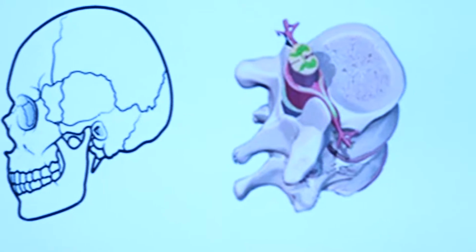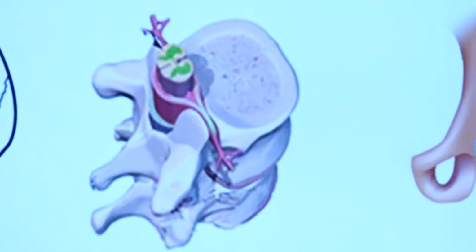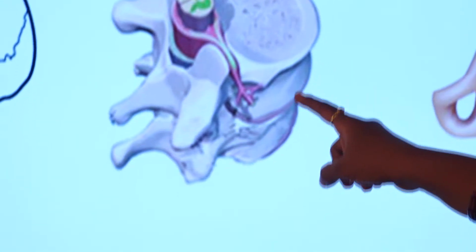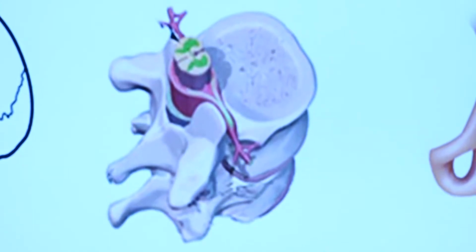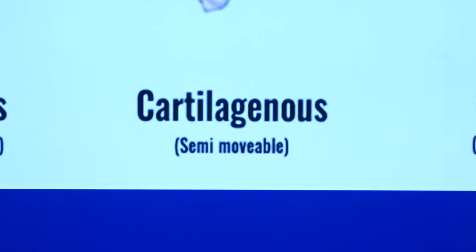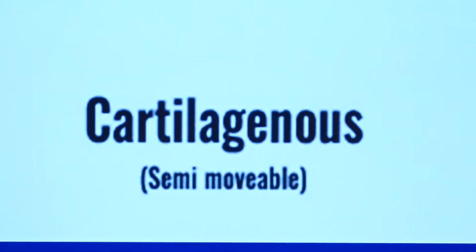Cartilaginous joint, where do we find this? Can you just look at this diagram? Can you remember what it is? It is the vertebral column. The intervertebral discs do have such a type of joint. So, they are partially movable. So, that is why they are semi-movable cartilaginous joints.